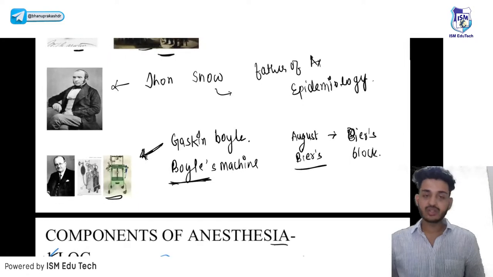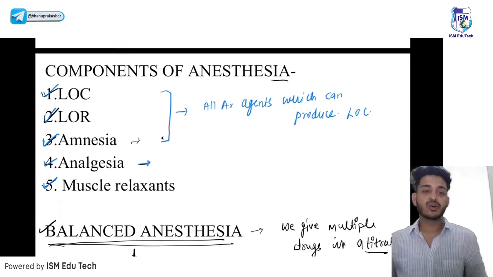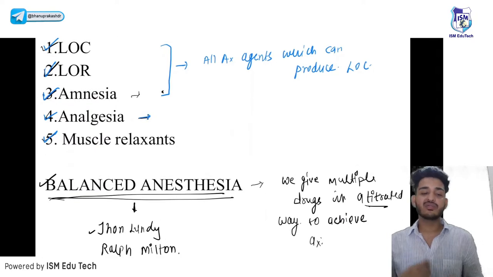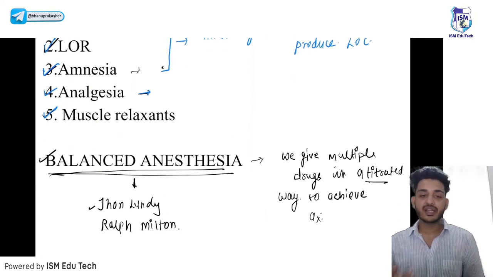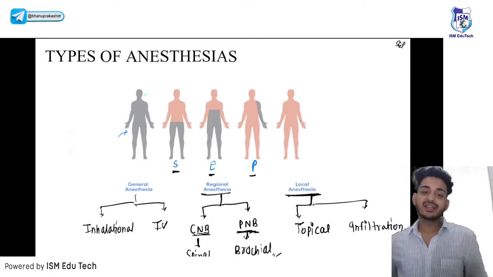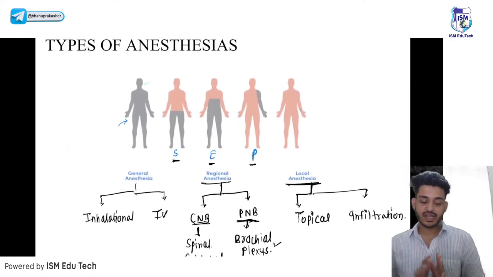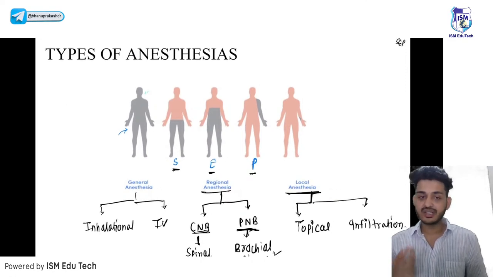Second thing we have seen about all those scientists, and about the components of anesthesia, why we are using anesthesia, and what is balanced anesthesia. Then we have seen the types of anesthesia. We are having three types of anesthesia now. I think it is clear to everyone. So you know now, first one is general, second one is regional, third one is local anesthesia.